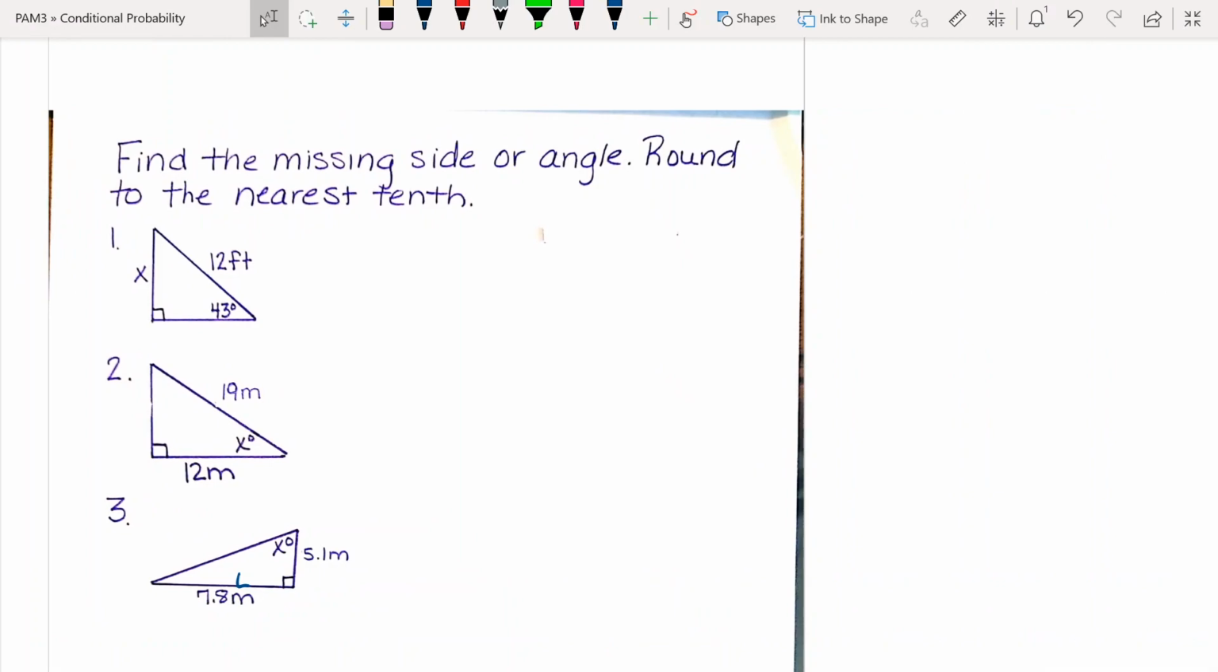Again, we're going to continue with our right triangle trig that we're learning. We've only got 3 problems, so this is going to be really quick notes. We're going to start off with number 1, just a real quick refresher on last week, which was finding the missing side of a right triangle.